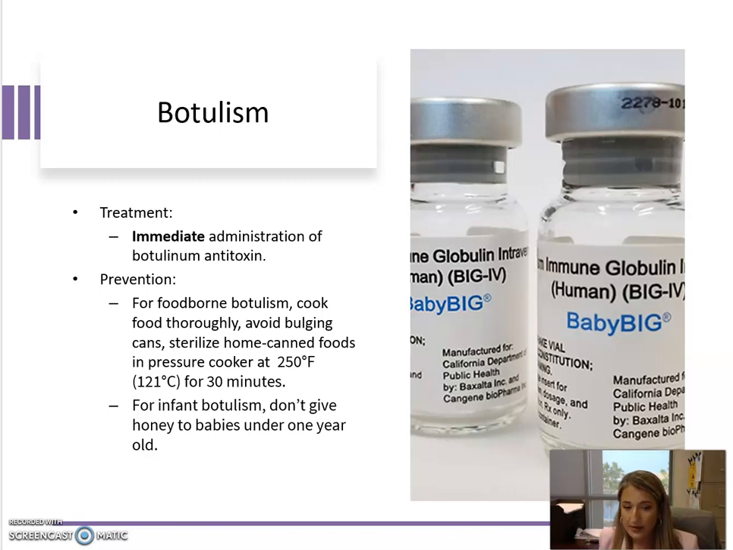So at that point, once the toxin is neutralized, those motor neurons can start to release acetylcholine again, and the muscle movement will regain its strength. So the paralytic state will stop, and you'll be able to move your muscles again.